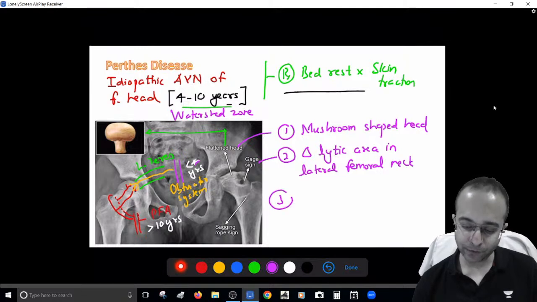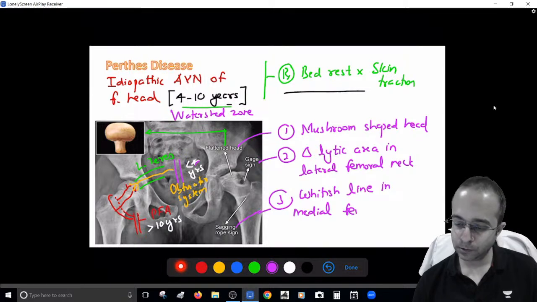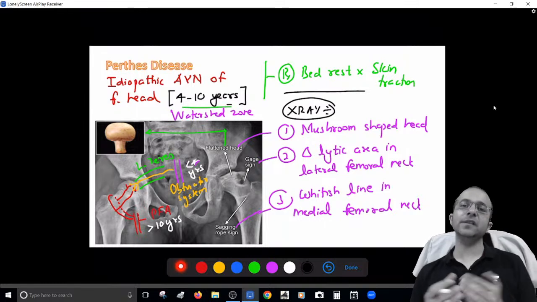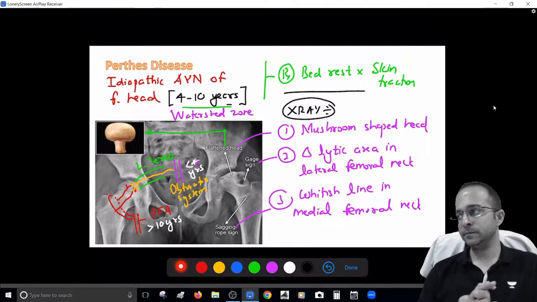Or another thing that you may find is a sagging rope sign. So here what you have is a whitish line in the medial femoral neck. So I hope you can very well see that white line in the medial femoral neck also. So these are particularly the X-ray signs that tell you that this is likely a case of Perthes disease.